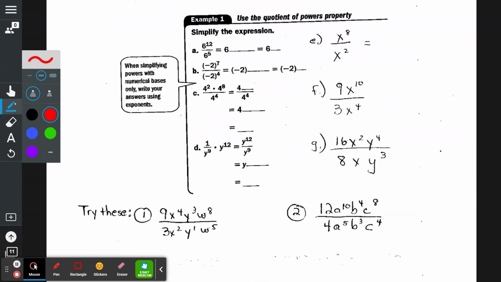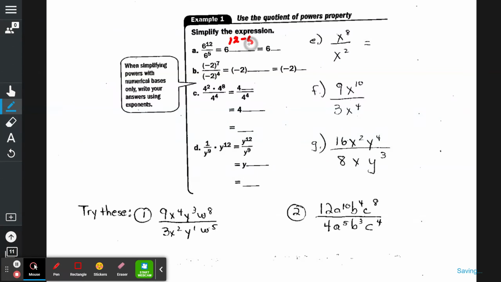So 6 to the 12th over 6 to the 5th becomes 6 to the 12 minus 5, which is 6 to the 7th. Negative 2 to the 7th over negative 2 to the 4th becomes negative 2 to the 7 minus 4, or negative 2 cubed, which is negative 8. Remember, we don't leave anything in parentheses.